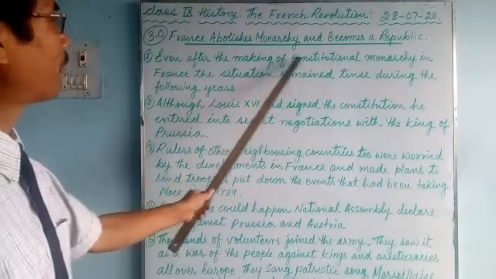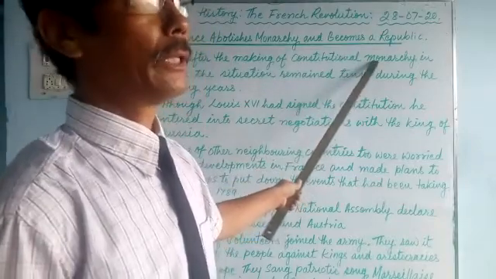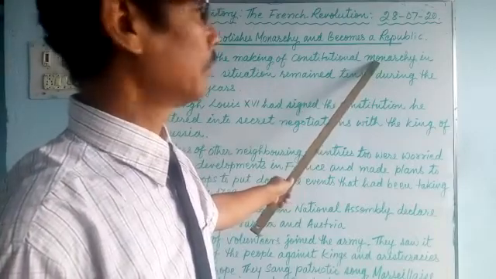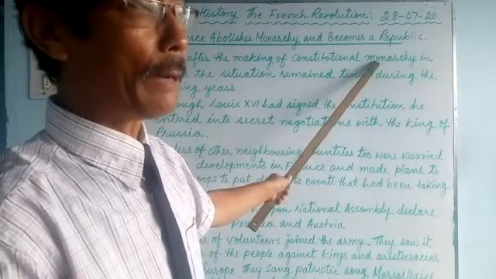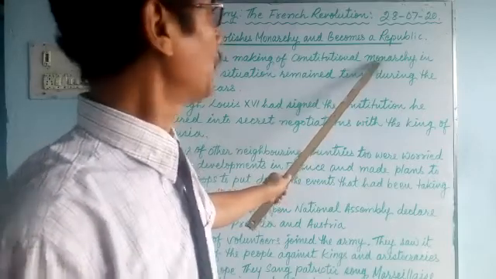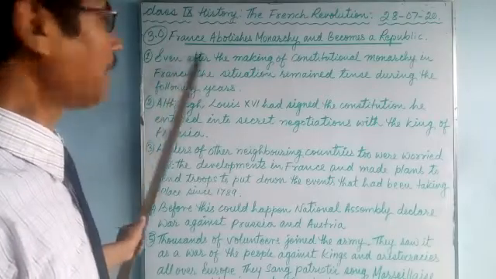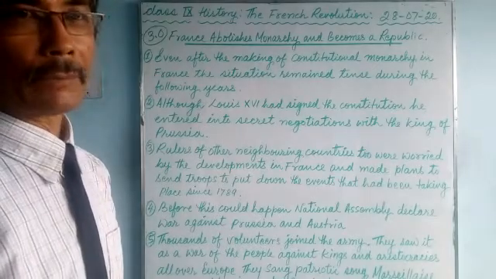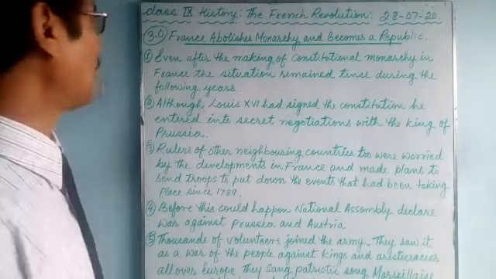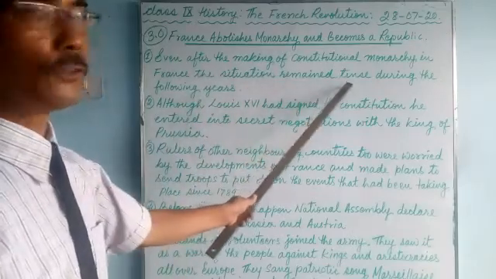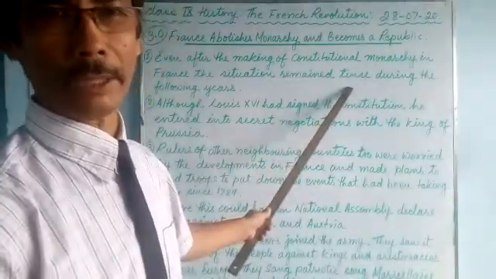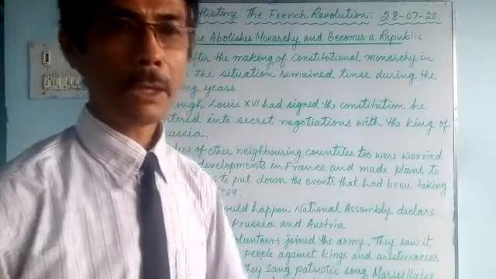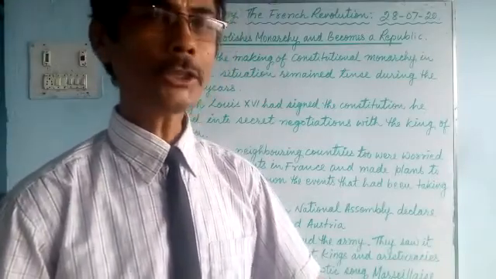Even after the making of the constitutional monarchy, the king had limited power. France became a constitutional monarchy. The king was only for the namesake. He had very limited power, and he had to follow the constitution also. Even after the creation of the constitutional monarchy in France, the situation remained tense. The situation was not normal. It was still tense during the following years.